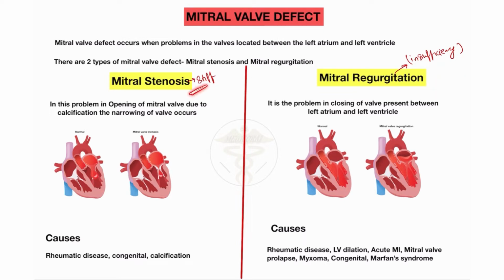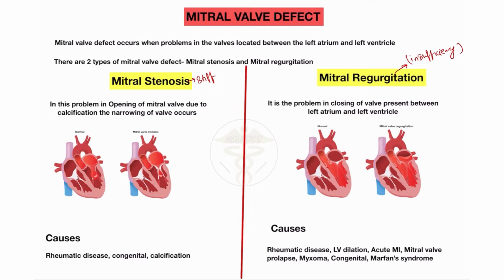So first of all, let's discuss mitral stenosis. In this video I will discuss the difference between mitral stenosis and mitral regurgitation. They are mostly similar to aortic stenosis and aortic regurgitation, not the same, mostly similar problems. In mitral stenosis there is a problem in the opening of the mitral valve. Due to calcification, narrowing of the valve occurs.